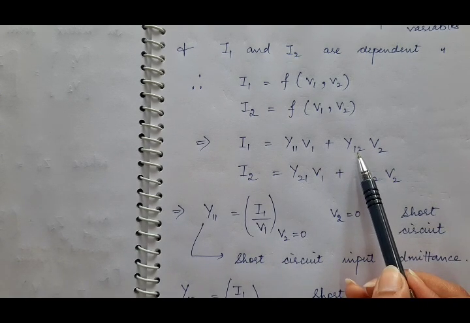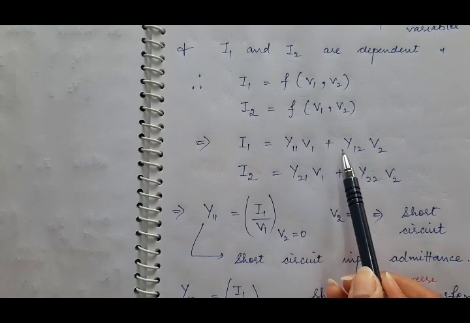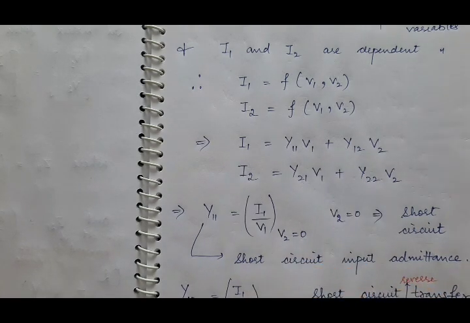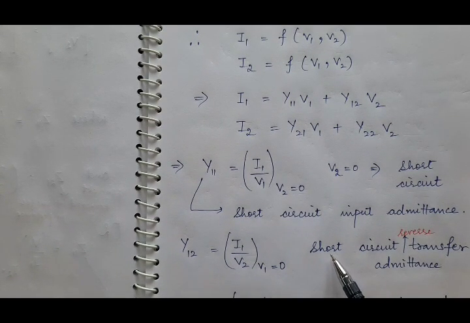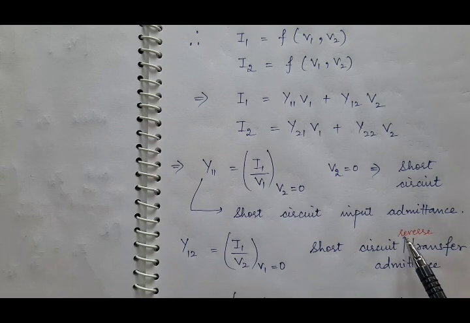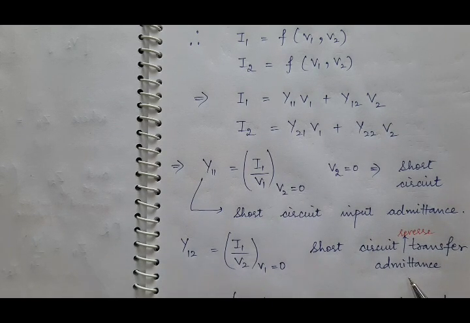Then what about Y12? Keep V1 equal to 0, then you will get Y12 is equal to I1 by V2. As V1 equal to 0 means short circuit, input over output means reverse transfer, and what is I by V? It is admittance.